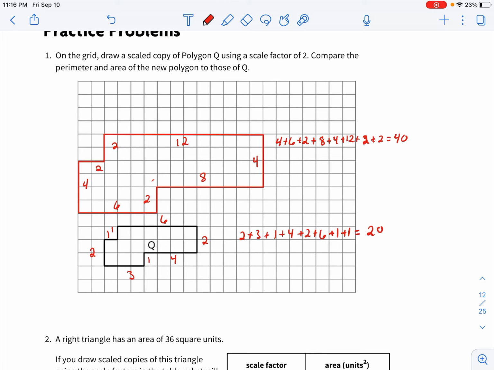Then it says compare the perimeters and the areas of the new polygons to those of Q. So the perimeter is the sum of all sides. When you add up all the sides, you get 20 on the original. When you add up the sum of all sides on your scale drawing, you get 40, which checks out because if you're doubling the scale, you're going to double the perimeter, which gives you 40. You just doubled the perimeter as well. That's the dimension that also has to follow that scale of 2, which it does here.